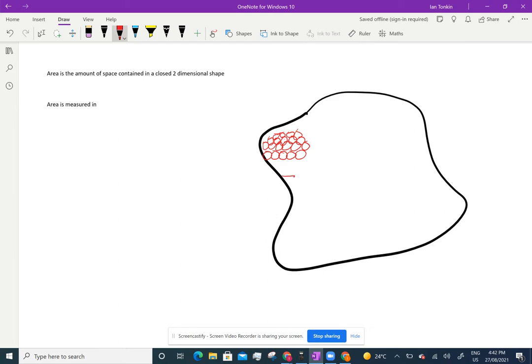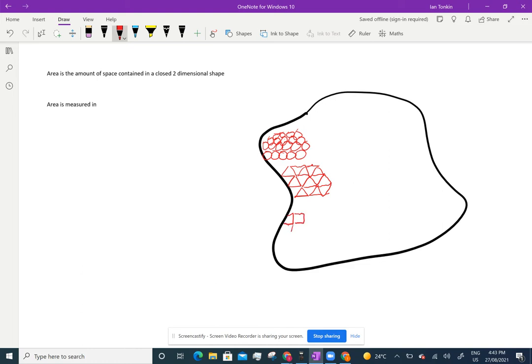We could use triangles. And you can see there are no gaps if I use triangles. So I could say that the area here is 100 metre triangles. And as you can see, if I keep drawing these triangles, what I end up with is hexagons. Now that could be a way. They could have decided to do that. But we didn't. We went for the safe square.